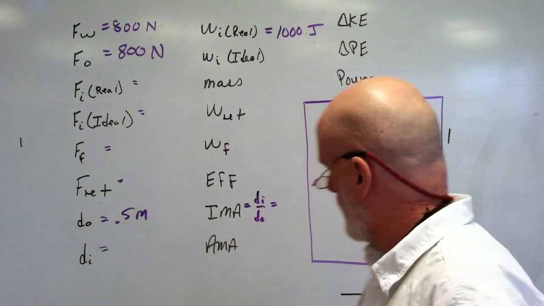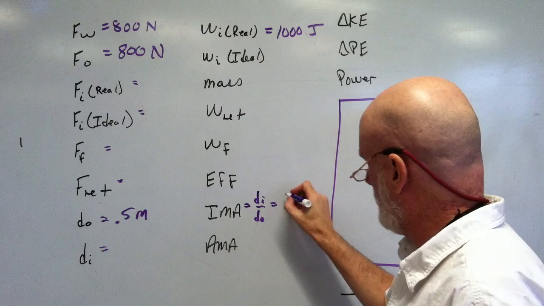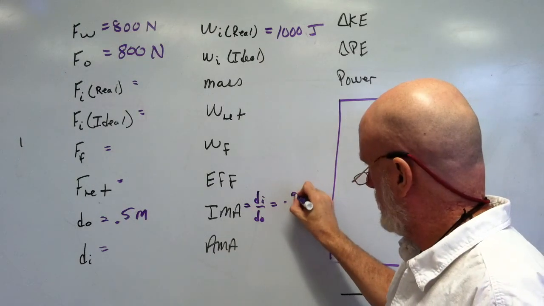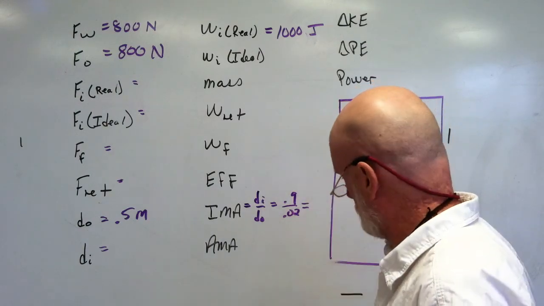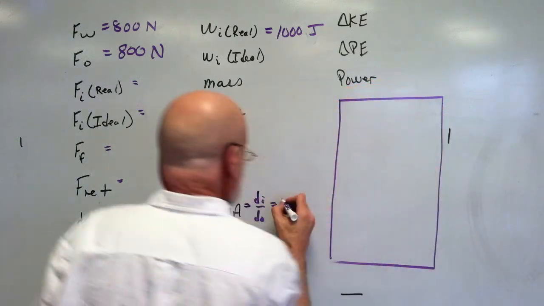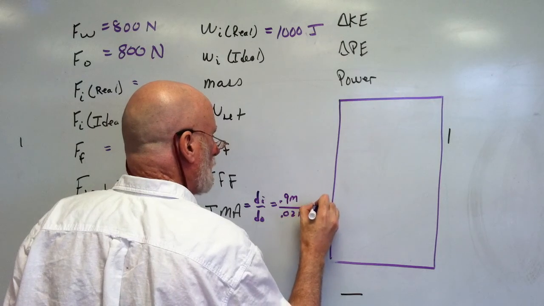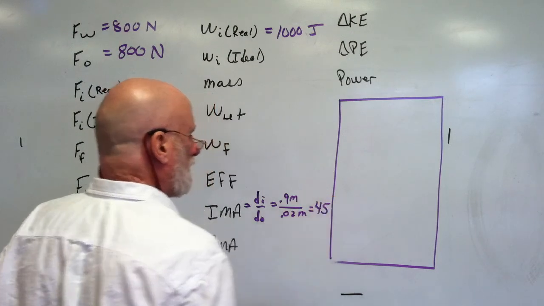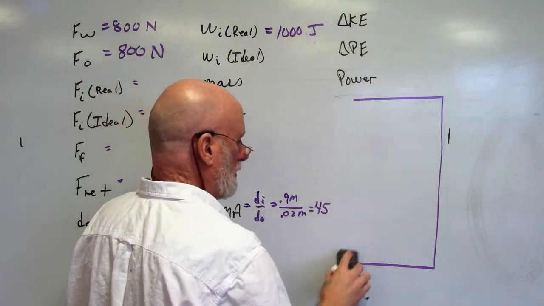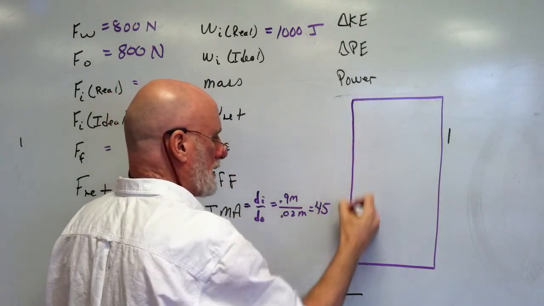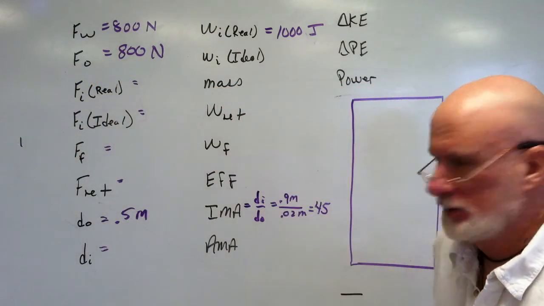So I was given the ratio, which, because it's ideal, remains constant, right? You get it? So I was given 0.9 meters over 0.02 meters equals 45. We're running out of room here, so I want to use this as my workspace. All right, so 45, right? Correct? Yes. 45, all right.